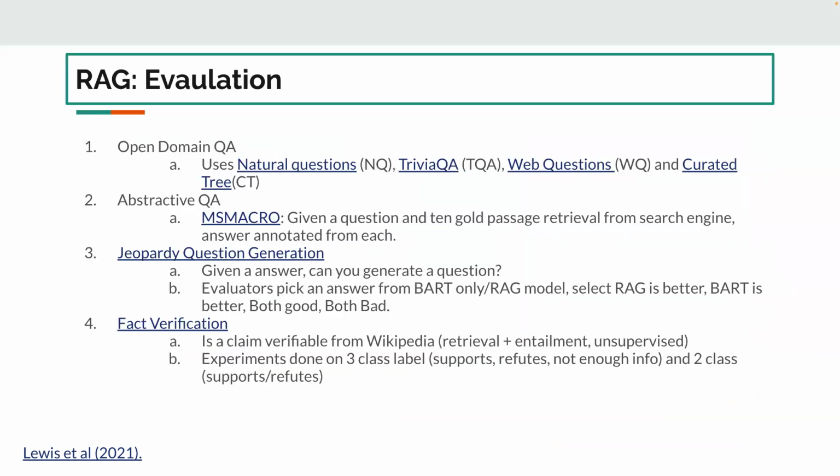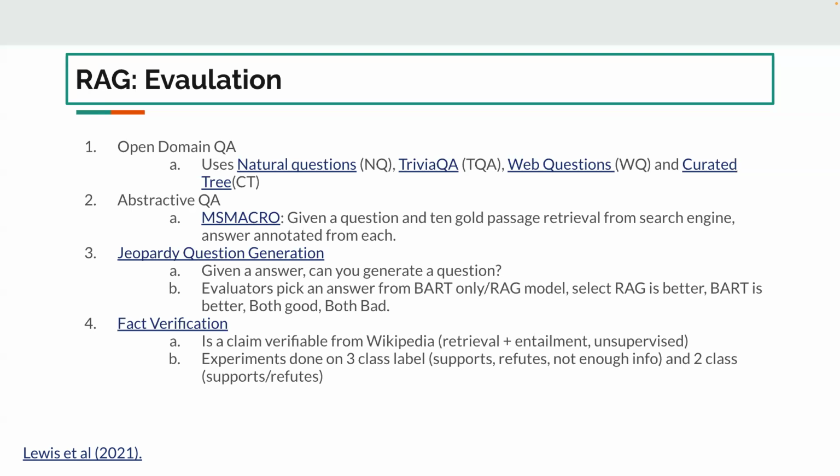Okay. Yeah, so the evaluation is done on these topics, these data sets. First one is open domain QA, which is the same as the REALM model. Then you have your abstractive QA. What this does is it gives you a question and 10 gold passage retrievals from the search engine. Then you have an answer annotated for each one of them, and you are supposed to generate an answer that closely matches that answer.